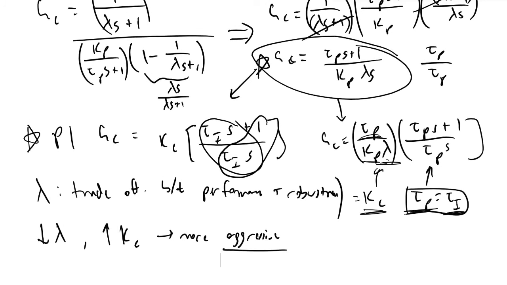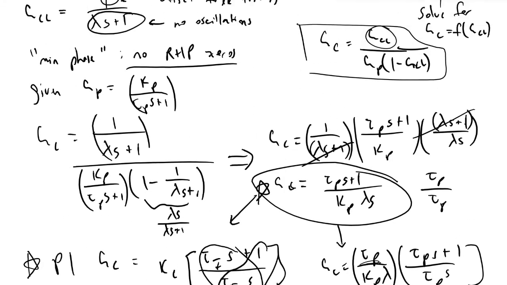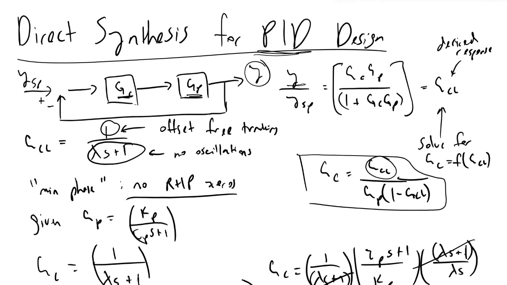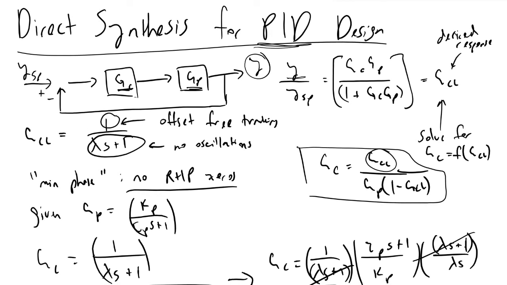And so we do see the same results that we get if we did the IMC method, but the direct synthesis method is also another way that you must know how to use as a process control engineer in practice. And so this concludes the direct synthesis method for PID design with a first order process as well as an introduction.